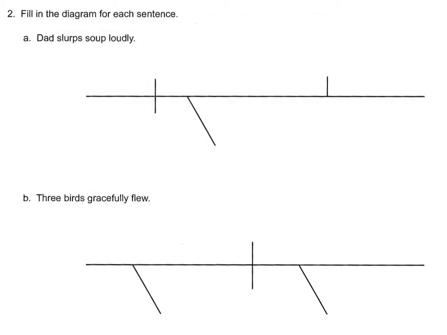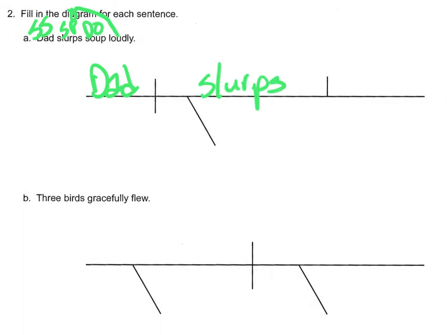For number 2, we have 2A and 2B. The sentences are correct and the diagram frame is correct. We just have to fill in the blanks. So let's first break down the sentence. Dad slurps soup loudly. Who or what is this about? Dad. What does he do? Slurps. What does he slurp? Soup. Now we can have loudly dad, loudly slurps, or loudly soup. Well, loudly is an adverb modifying the action here, so it's modifying the simple predicate. Dad slurps soup loudly.